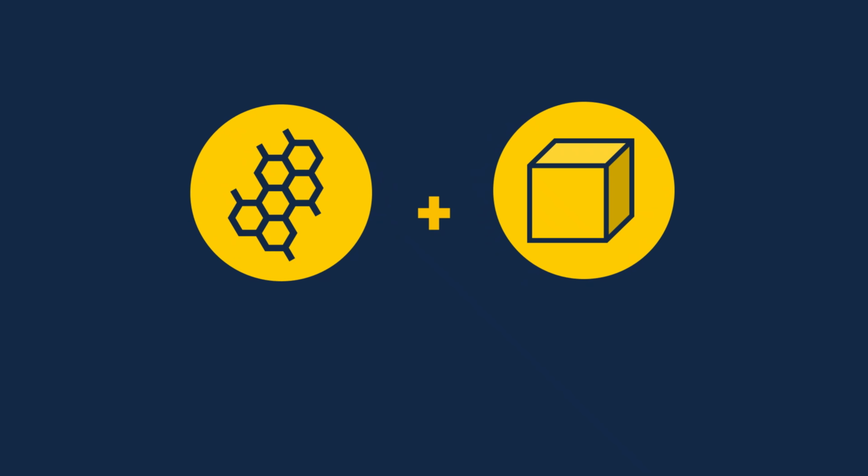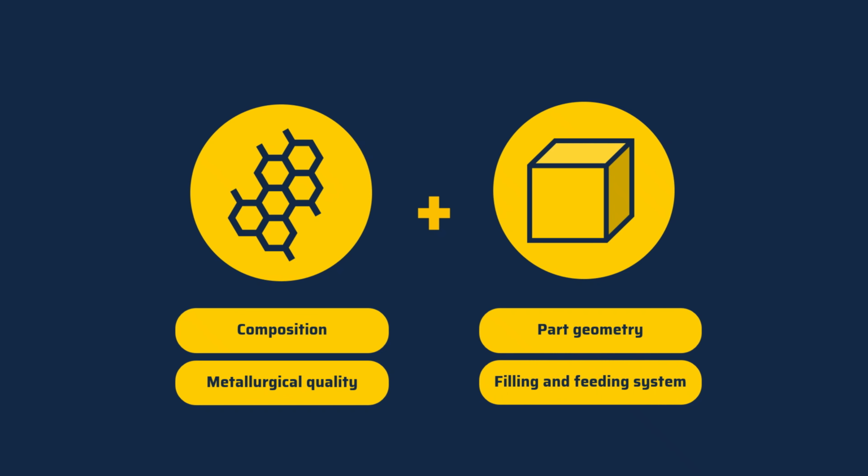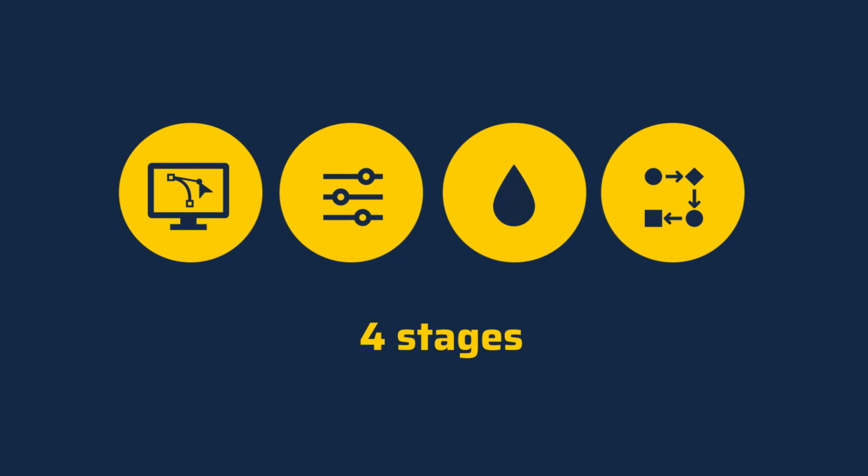Based on the chemical composition and production metal quality, as well as the specific characteristics of part geometry and the filling and feeding system, Kasandra provides real-time predictions of the internal soundness and structure of components under production. Kasandra integrates with the plant's metallurgical control system, and its configuration and operation are performed in 4 simple stages.